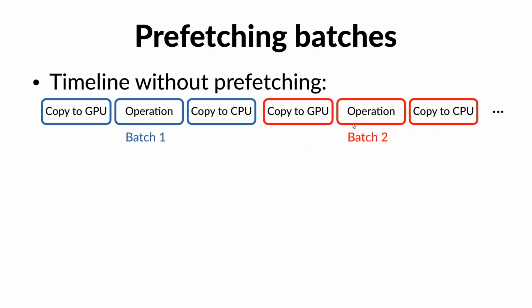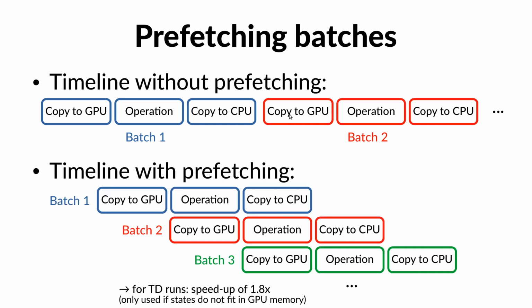But actually we can use prefetching in order to overlap those operations. This is shown here. While we operate on the first batch, we copy the second one already to the GPU, and in this way we can overlap this. And even for the third, we copy it to the GPU while we still copy the first one back and while we operate on the second. This can all be overlapped on those Volta GPUs because they have two copy engines. And so with this you can really save time.